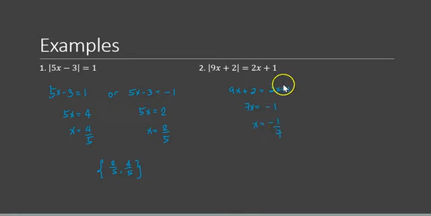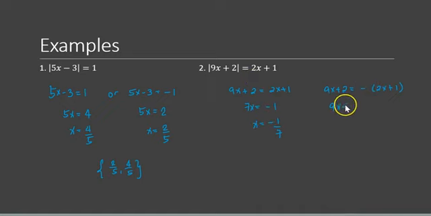The other equation is that 9x plus 2 will be equal to the negative of 2x plus 1. Because if you take the absolute value of whatever the value of this one, it would become equivalent to 2x plus 1.